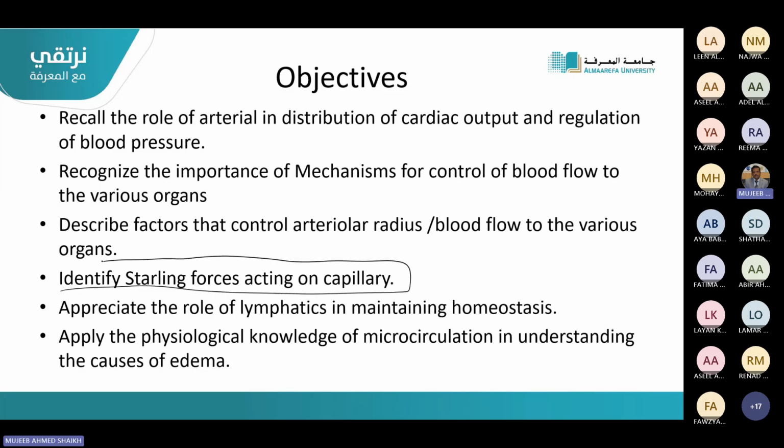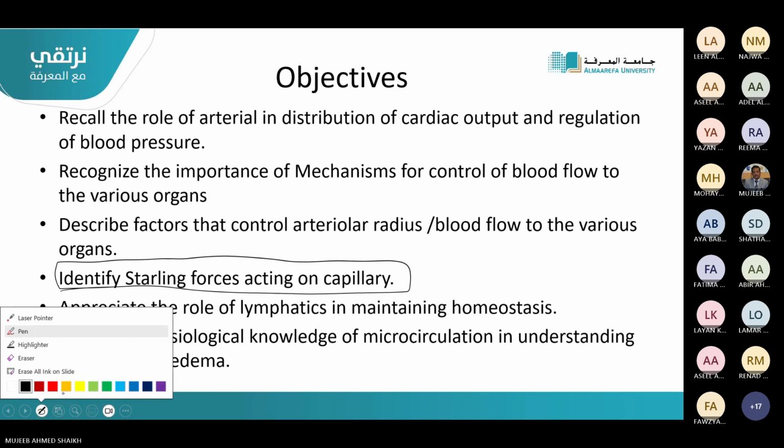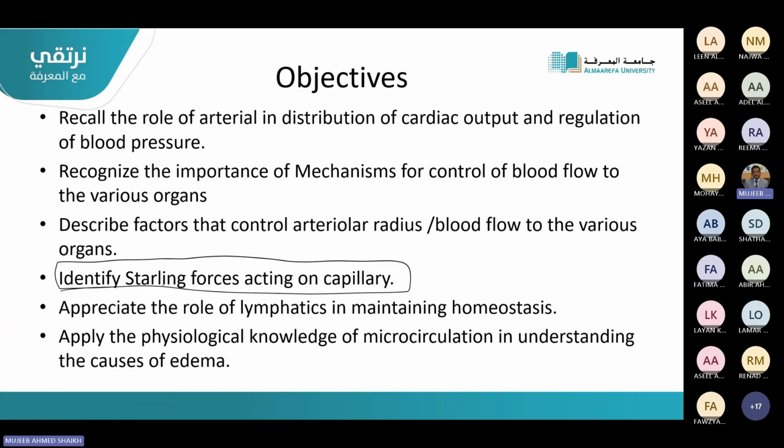Starling's forces. What are Starling's forces? We will see in this lecture. Then the role of lymphatics in maintaining homeostasis. Then this knowledge you will apply for understanding the mechanism of edema, how edema happens.